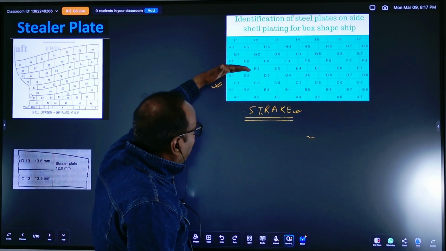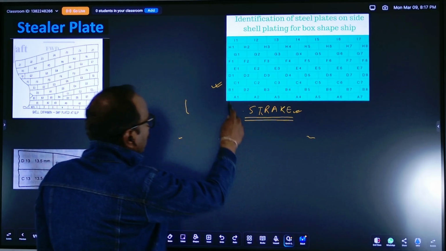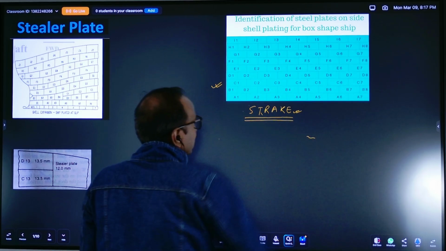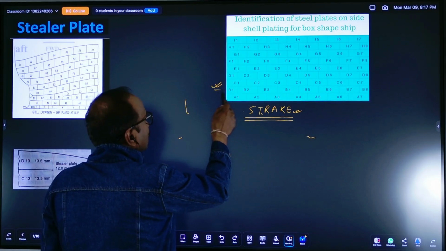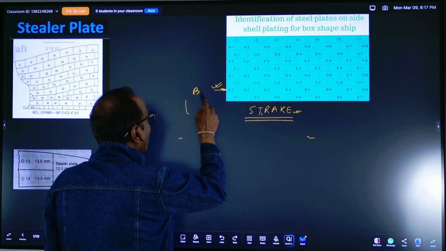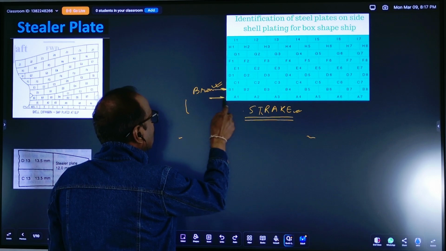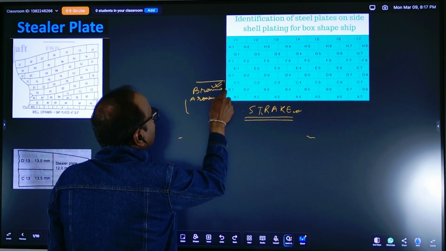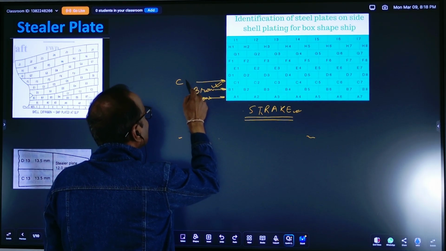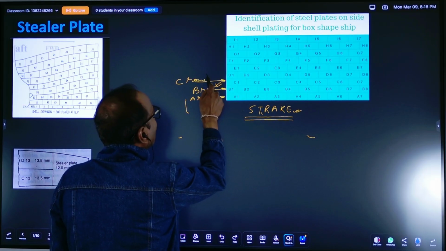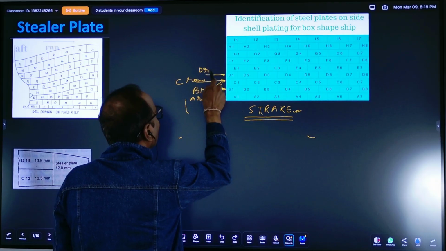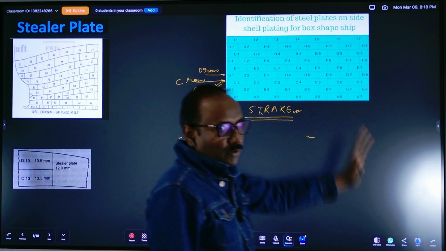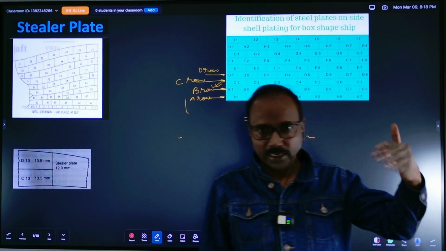When you go up, the next row is B1, B2, B3, B4, B5, B7, B8. So this is the B row, this is the A row of strakes, this one is the C row of strakes, and so on, D row, and numbering is from aft to forward, 1, 2, 3, 4, 5, 6, 7, 8, like that.